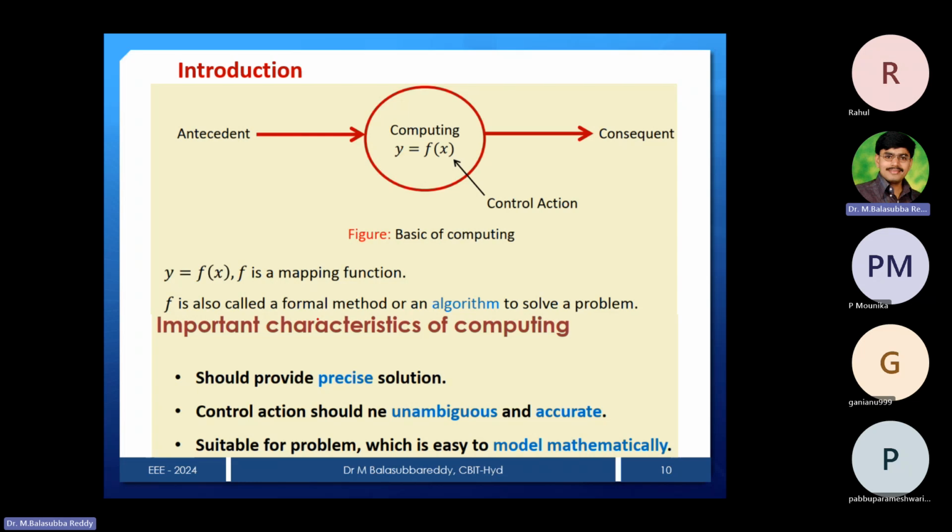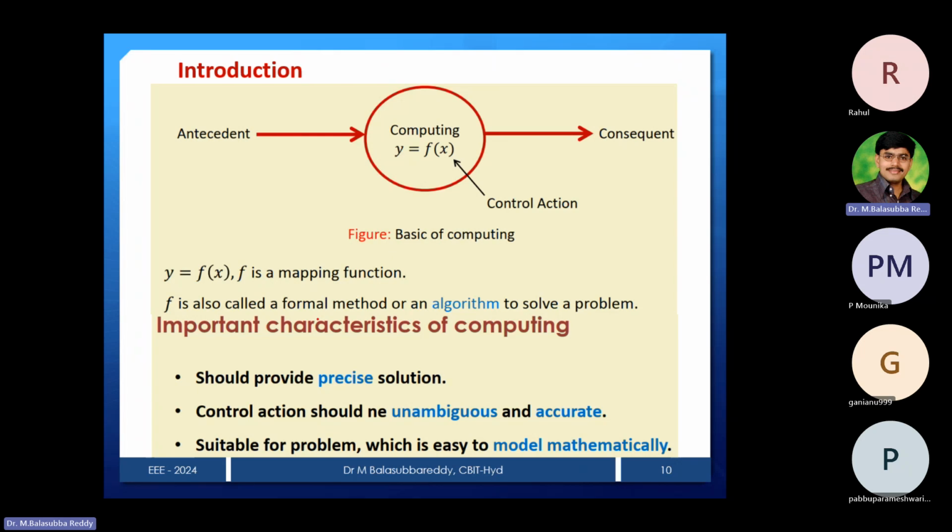There should not be ambiguity about whether you are to do it this way or that way, which solution you need to pick, or which control parameter you need to vary. All these things should not be ambiguous while you are selecting the problem. That's what "control action should be unambiguous and accurate" means. These are some important characteristics.